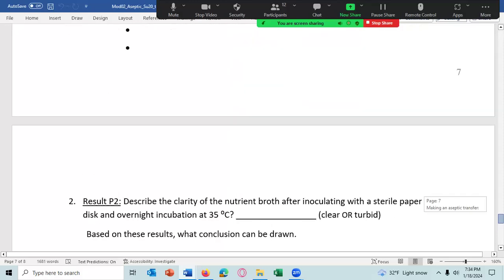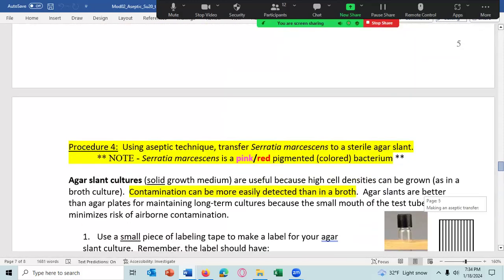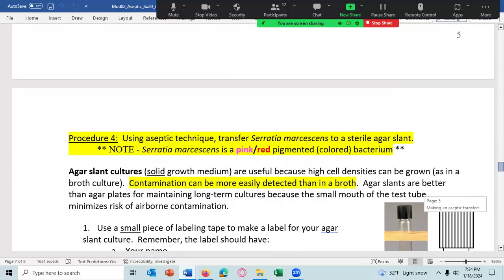For procedure 4, we're transferring Serratia marcescens to a sterile agar slant. Remember, Serratia marcescens is pink in a liquid media or a broth, but when it's grown on a solid media, it's red in color. With an agar slant culture, or any solid culture for that matter, contamination can more easily be detected than in a broth.